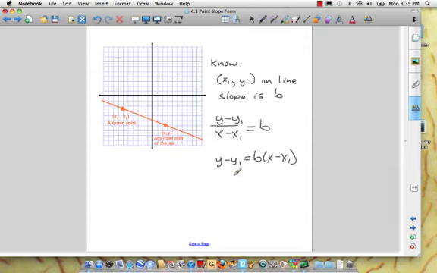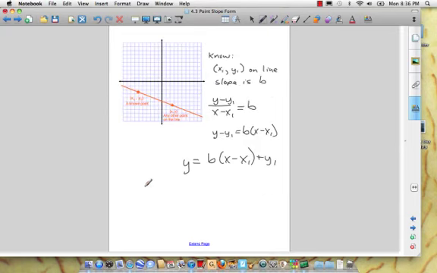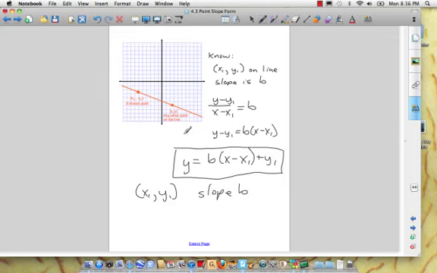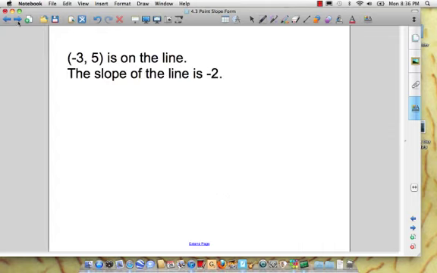And then a lot of books stop there. Your book, again, likes to add the y1 to both sides so that it's solved for y. And then it looks like this. And in general, this is the equation for a line that contains the point (x1, y1) and has a slope of b, which is basically what I wrote up here. So if you know that information about a line, you can find its equation by plugging into what we call point-slope form.